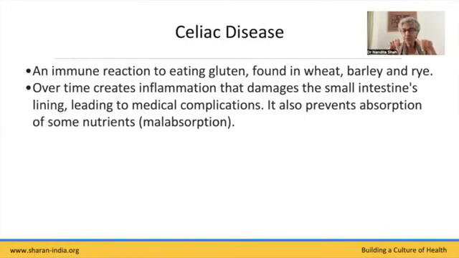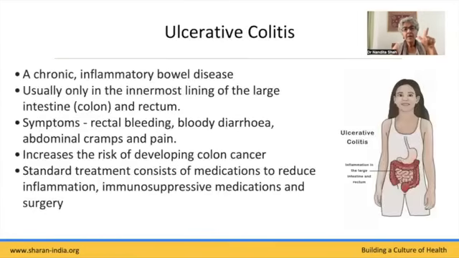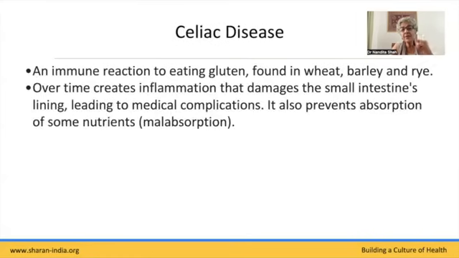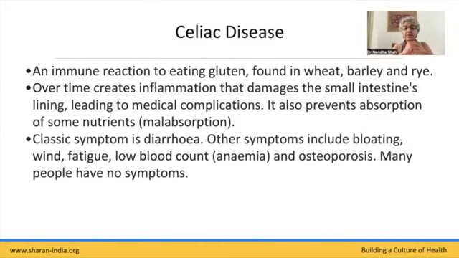Crohn's affects the whole digestive tract, ulcerative colitis affects only the large colon, and celiac disease affects only the small intestine. So each one affects different parts of the body. The classic symptom is diarrhea, and other symptoms include bloating, wind, fatigue, low blood count, and osteoporosis. And there are people who have no symptoms as well.